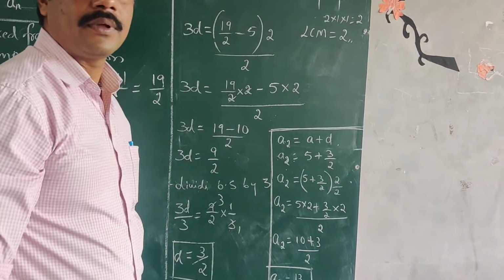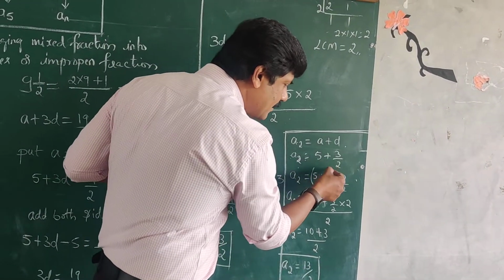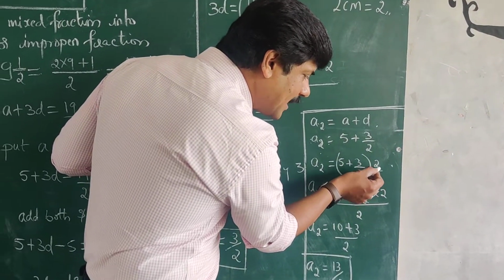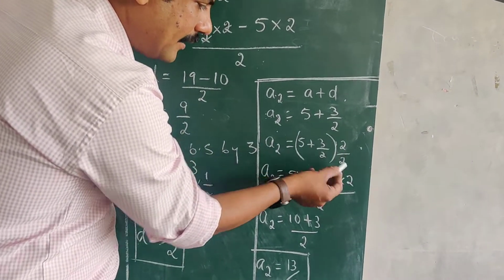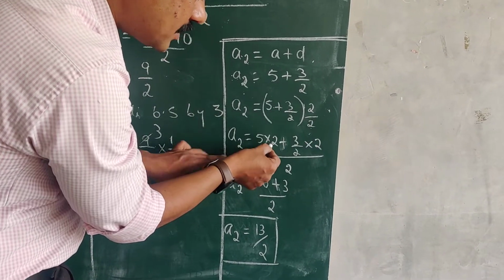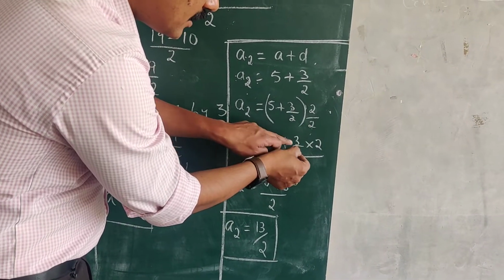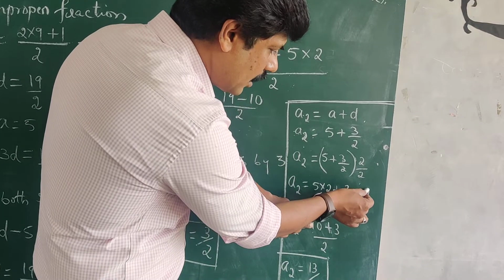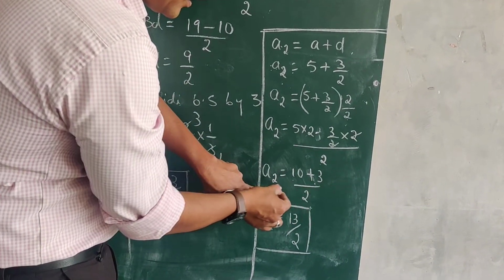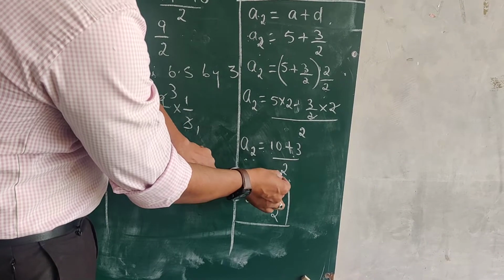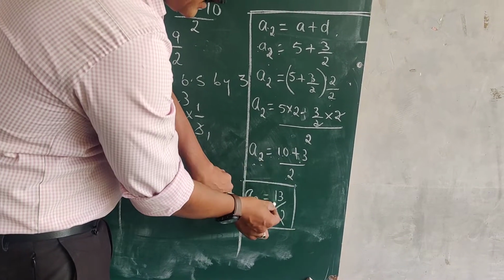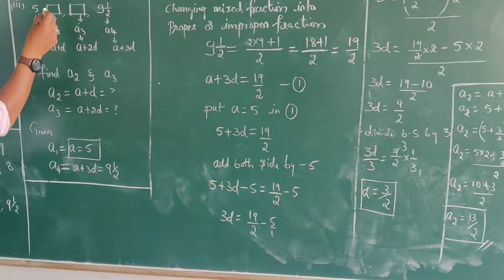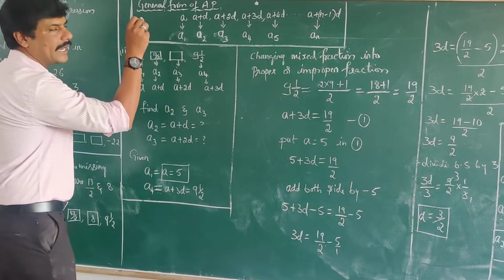Now, before adding, take the LCM. LCM is nothing but 2. Now multiply and divide by 2: 5 times 2 is 10, and 3 by 2 times 2, the 2 gets cancelled, remaining 3. Now a2 is equal to 10 plus 3 by 2. 10 plus 3 is 13 by 2. Thus we get the second missing term, a2 is 13 by 2.